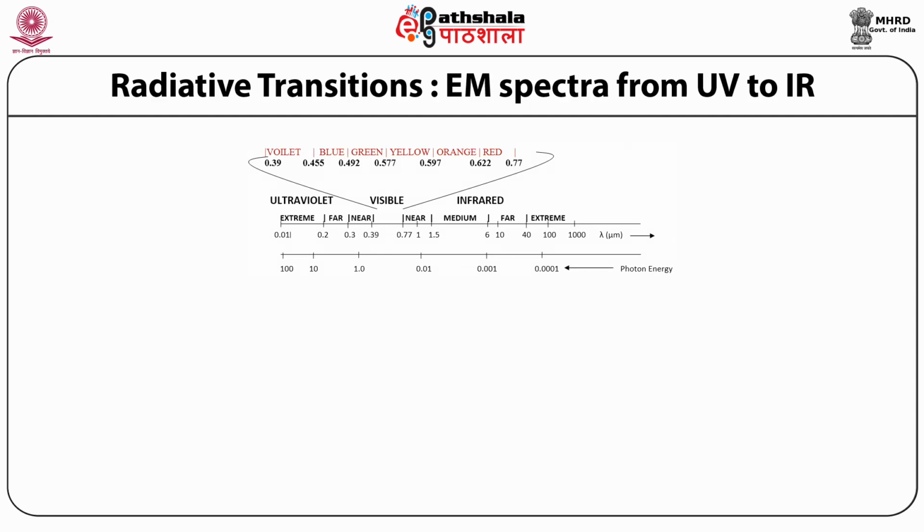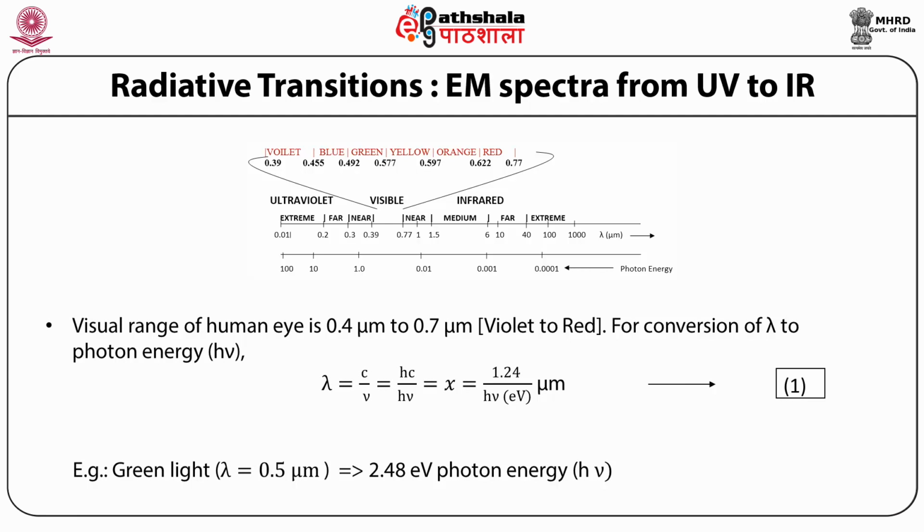The regions corresponding to the wavelength for ultraviolet, visible and infrared are shown in this figure below, which shows the optical EM spectrum. So the visible range of the human eye is 0.4 to 0.7 micron, that is ranging from violet to red.